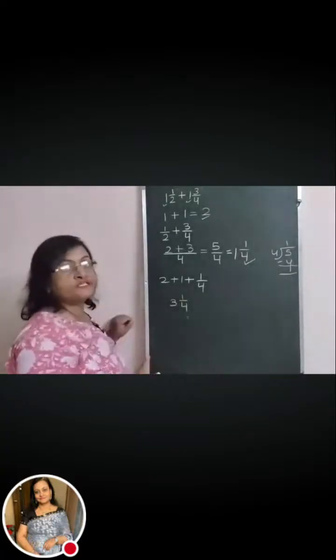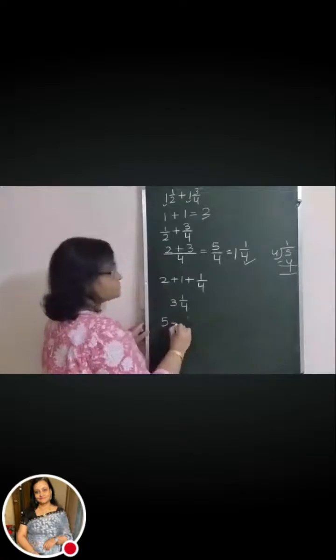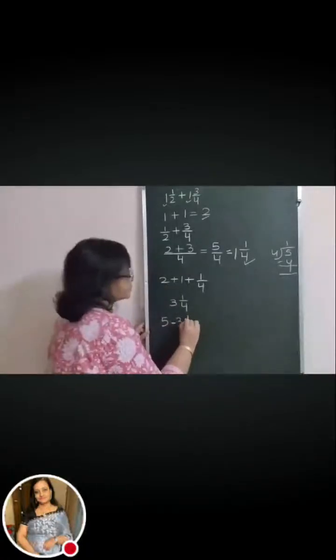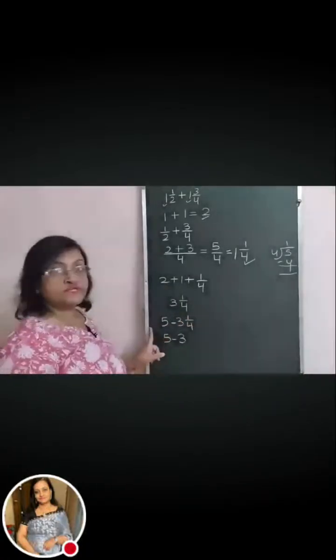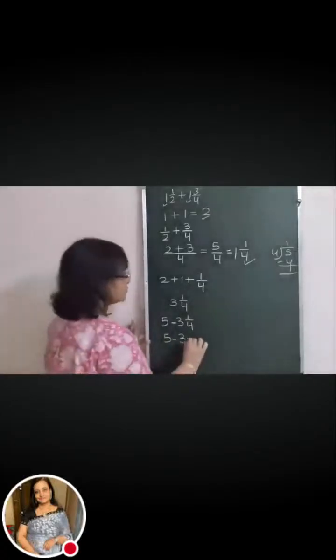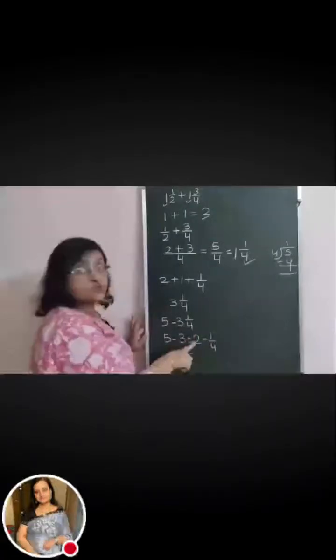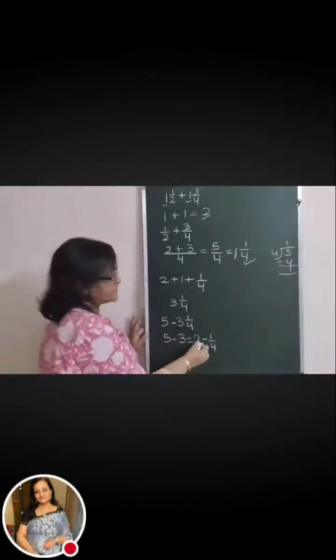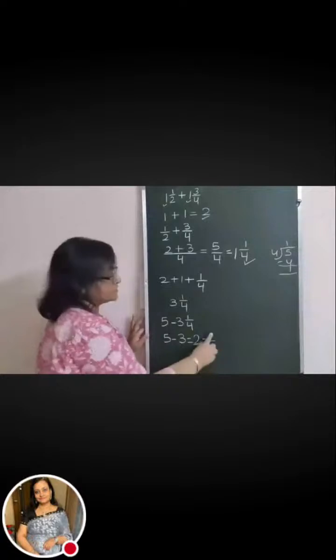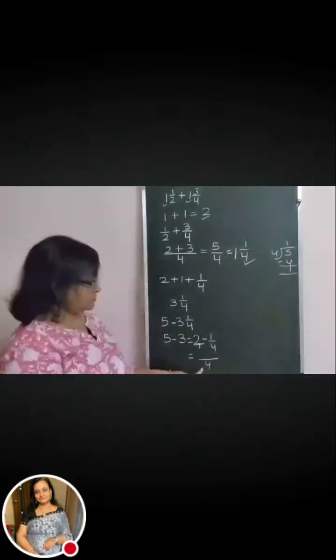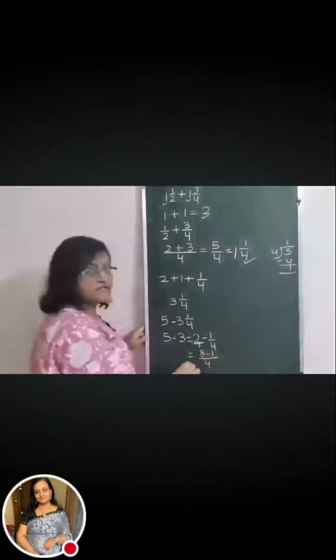Now total pizzas were 5. Now 5 minus 3 by 4. Now first of all we will subtract 3 from 5. That is equal to 2 and we have to subtract 1/4 more. 2 minus 1/4. Now 2 has no denominator. That means we have 1 as denominator. So here LCM will be 4. Now 4 2s are 8 and 1 will be written as it is.